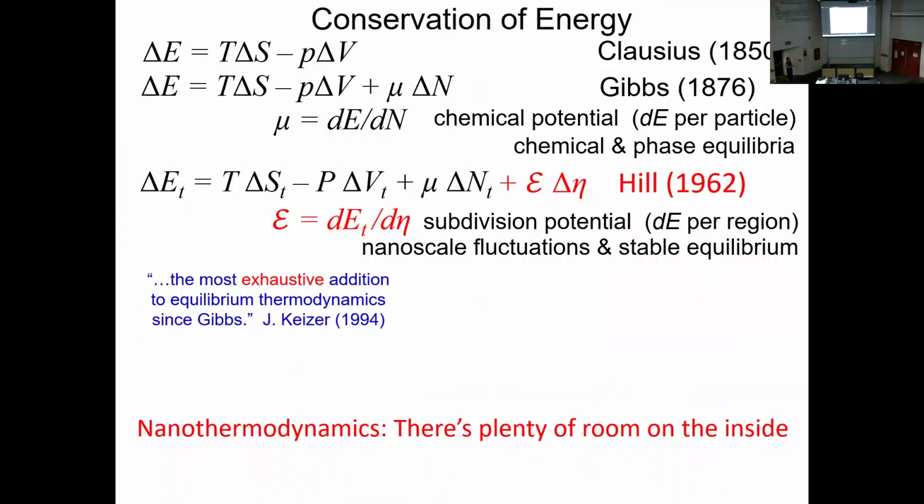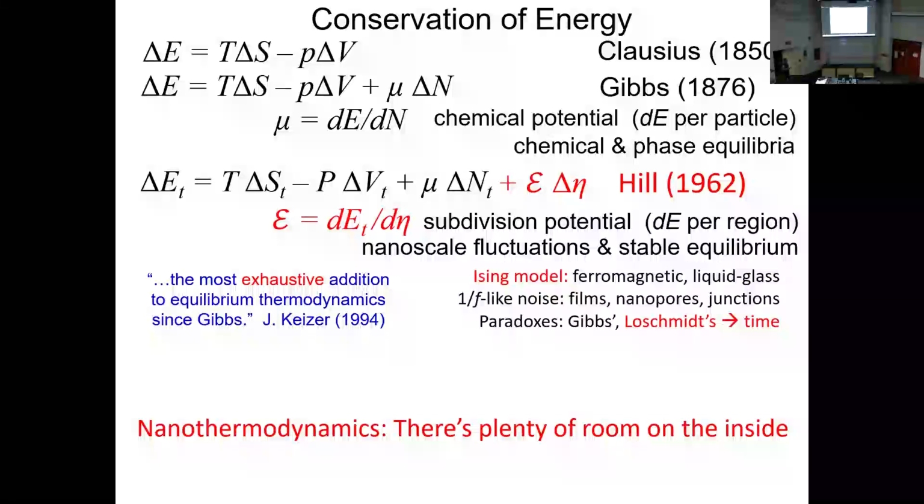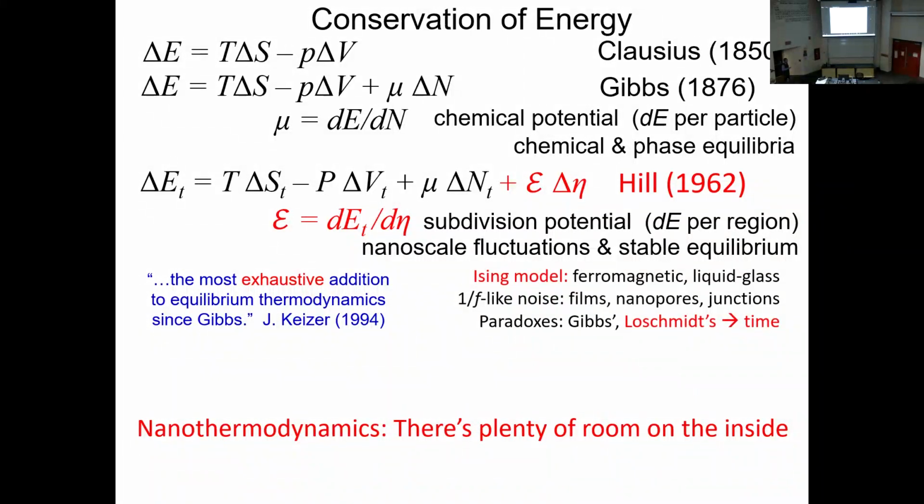So here's how the conservation of energy has progressed through the years, first written down clearly by Clausius in 1850. Gibbs' greatest contribution began when he introduced the chemical potential. Hill has introduced a mathematically similar subdivision potential that allows you to treat finite size effects in thermodynamics. And it can be called the most exhaustive addition to equilibrium thermodynamics since Gibbs. For instance, using just one section of one chapter of one book that he wrote, we have been able to find solutions, resolutions, or at least clarify several unsolved problems in physics listed here.